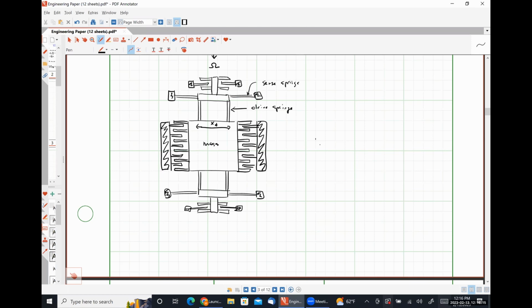And for our coordinate system here, just to be clear, this is the X direction, this is the Y direction, and we are experiencing rotation in the Z direction.